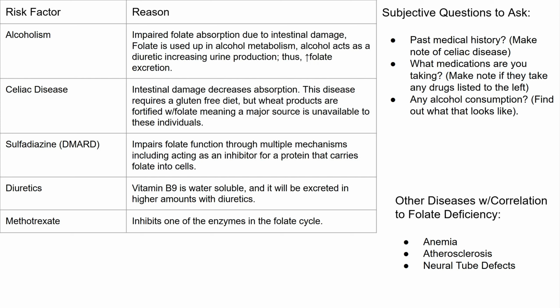Subjective questions to ask would be about past medical history, and you should make note of celiac disease and ask them what medications they are taking. Make note of sulfadiazine, diuretics, or methotrexate. Ask about any alcohol consumption, and of course, find out what that looks like. Folate deficiency is very common in people with severe alcohol use disorder.